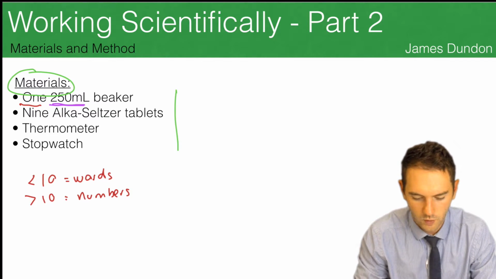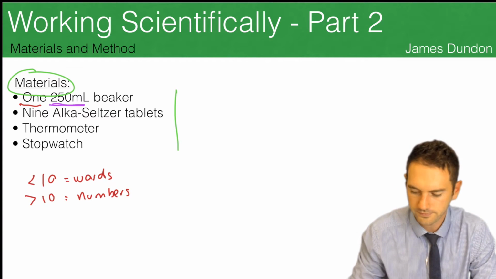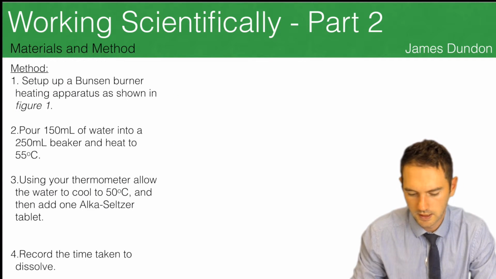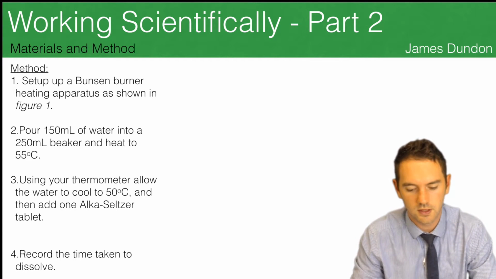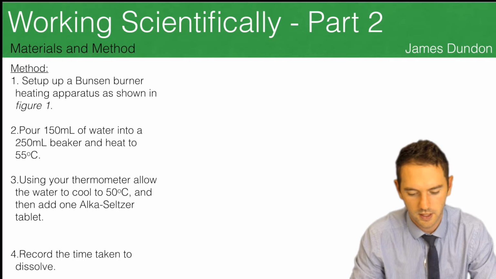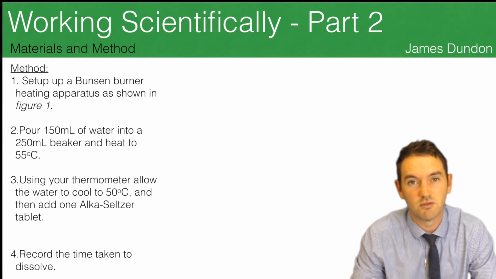So we've got our 250ml beaker, we've got the 9 tablets, the thermometer and a stopwatch, and that's all the materials that we needed, so that's the only materials that we listed. Then we go on to the method. So in the method, you probably would have seen them written like this in a textbook, or maybe your teacher's given you a piece of paper, that it will have: set up a Bunsen burner heating apparatus as shown in figure 1, pour 450 ml of water into a 250ml beaker and heat to 55 degrees Celsius, like a recipe.